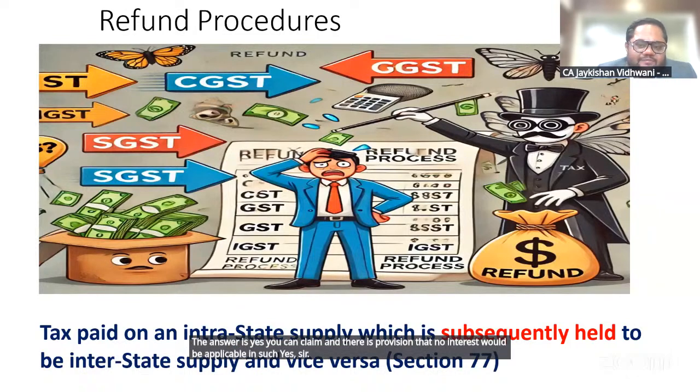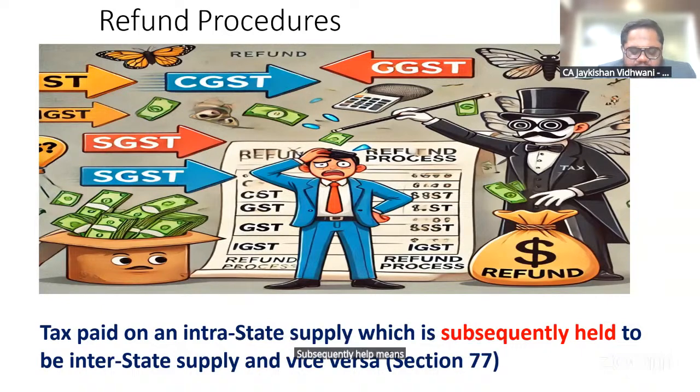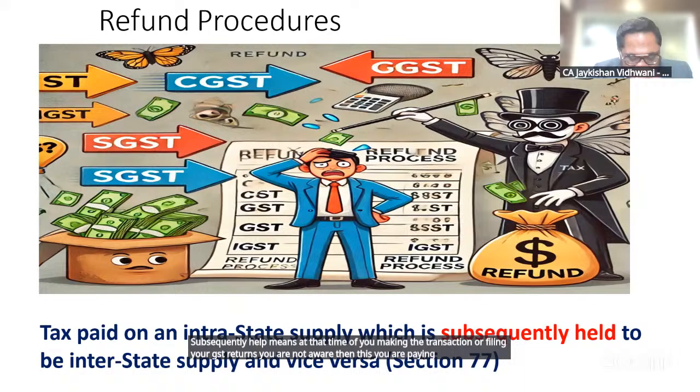So I have highlighted one phrase in this slide. It is tax paid on intrastate supply, which is subsequently held to be interstate supply and vice versa. Subsequently held means that at the time of making the transaction or filing your GST returns, you are not aware that you are paying tax under the wrong head. Subsequently held means that it has been held by any authority during the audit, or based on your self verification or internal review process, you have come to know that you have paid the tax under the wrong head.